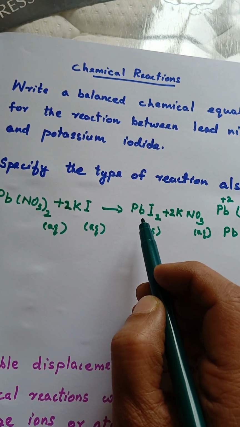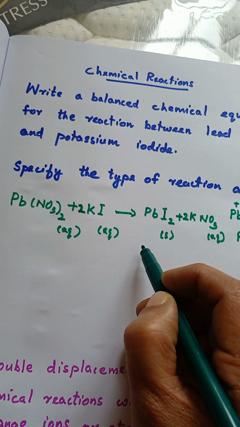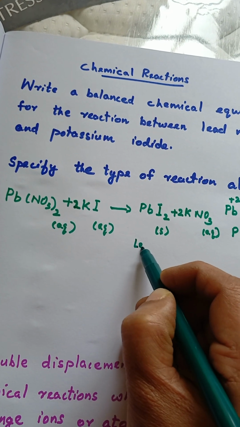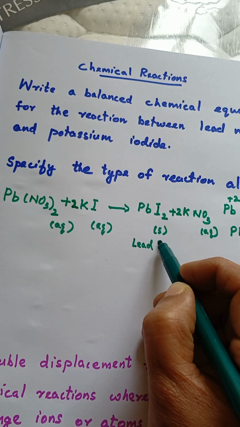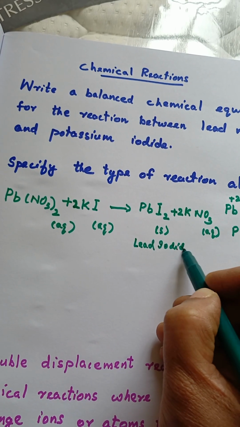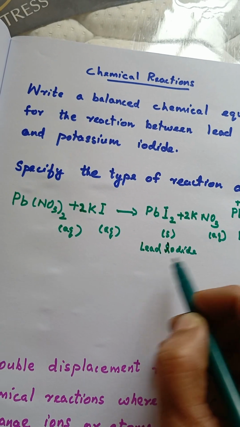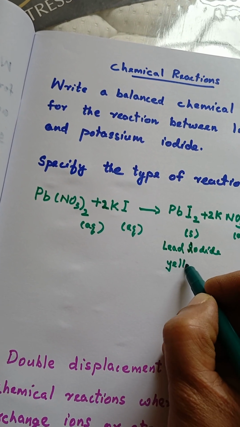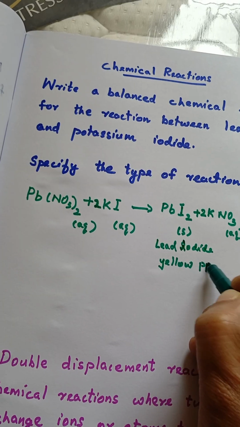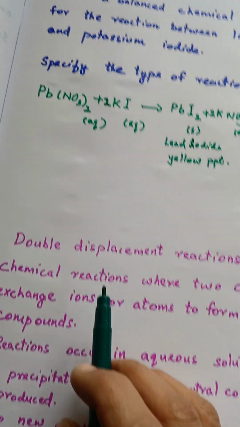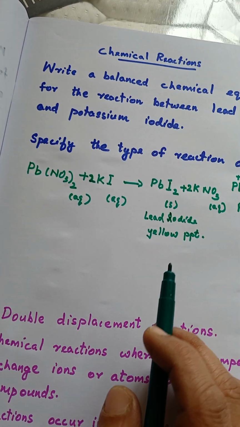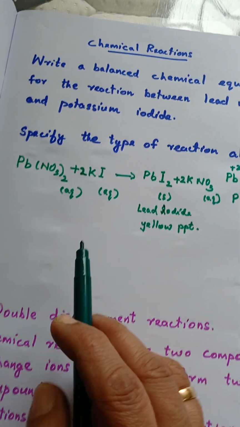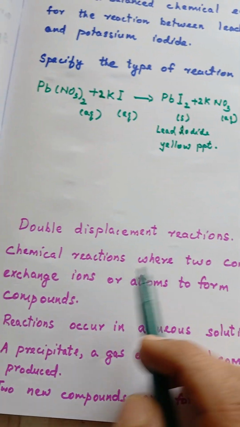Do you know the name of this compound? This is lead iodide. Need to write only iodide, and this is a yellow colored precipitate.